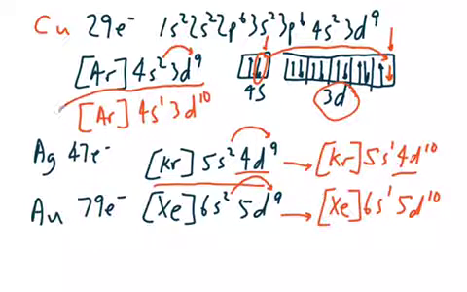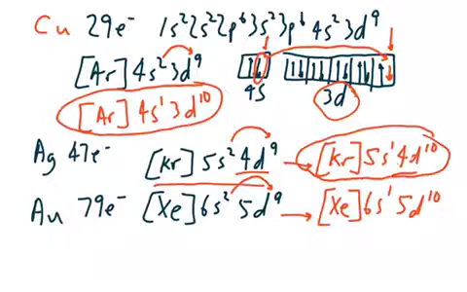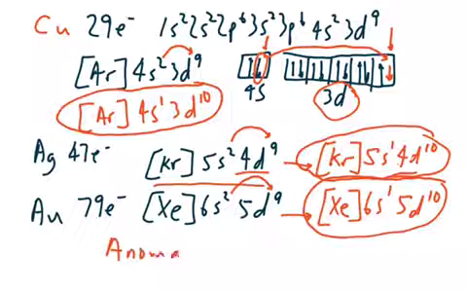So this will be the real configuration for copper, this will be the real configuration for silver, and this will be the real configuration for gold. They don't follow the same pattern, and that's why they are known as anomalies. Anomalies simply means they don't follow the normal pattern. They're exceptions. Okay, so I hope this helps in covering these 5 exceptions. There are other exceptions in the periodic table, but these are probably the most common 5 that you're going to encounter. Okay?